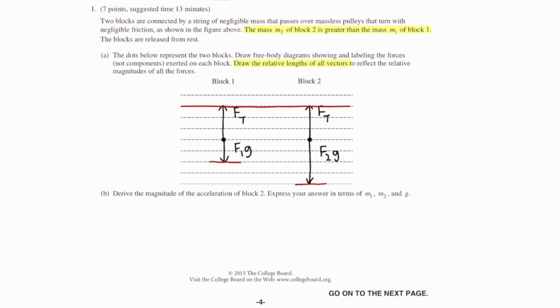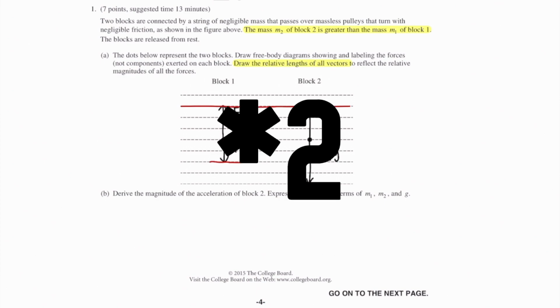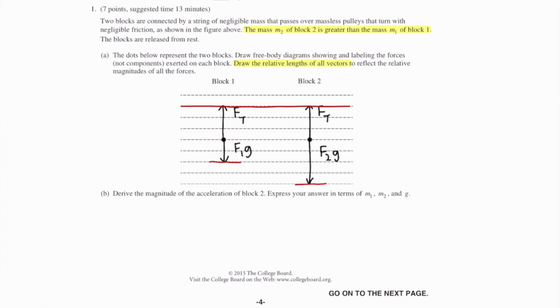Okay, now moving on to question B, which asks us to derive the magnitude of the acceleration of block 2 in terms of m1, m2, and g. So we can start off by writing separate equations for mass 1 and mass 2. For mass 1, using Newton's second law, we can say that m1 times acceleration is equal to the tension minus m1 times g. And similarly, m2 times a equals m2g minus T, and we're taking the positive direction for each of these equations to be the direction in which they would be accelerating.